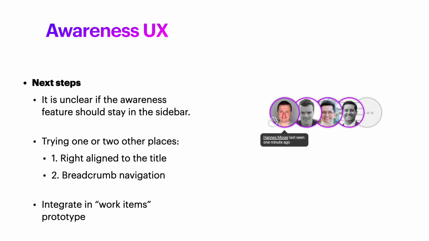We're probably going to play around with it, like right aligning it to the issue title, and maybe even try to keep it at the top where the breadcrumb menu is at the moment. And there's another prototype that I want to add to the work items prototype, because there's dedicated space for that. We will see what works best, take it from there.